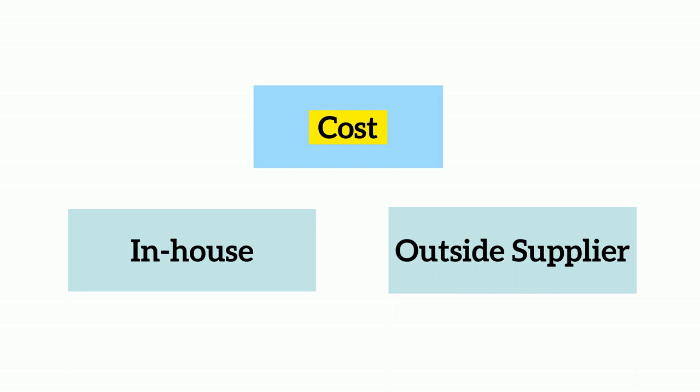If the cost of producing the product in-house is lower than the cost of buying it from an outside supplier, it makes sense to make the product in-house. However, if the cost of buying the product is lower, it may be more cost-effective to outsource production.